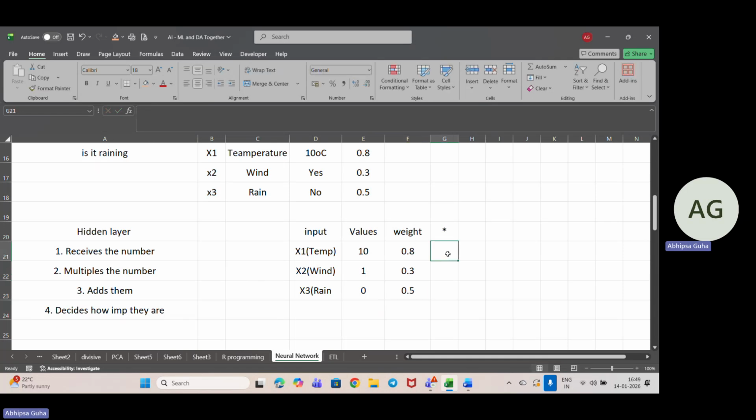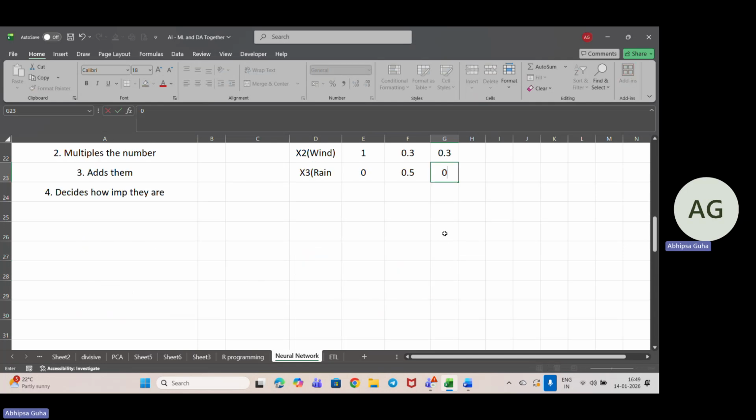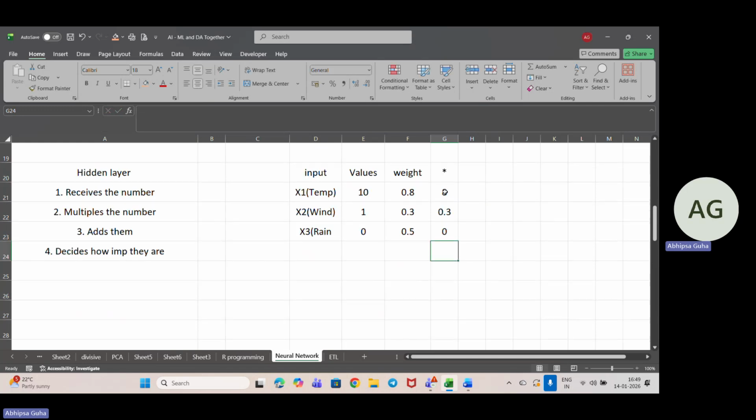Now if I multiply, 10 into 0.8 gives the value 8. 1 into 0.3 gives 0.3. 0 into 0.5 gives 0. Now I want to add everything. So we add 8 and 0.3, and my result would be 8.3, right? This value is called the weighted sum.